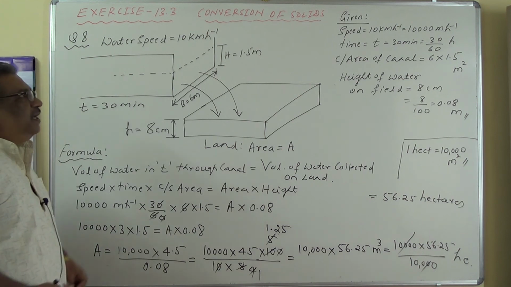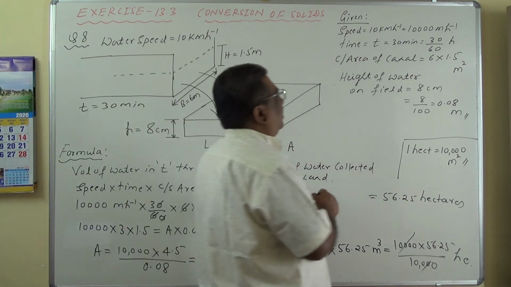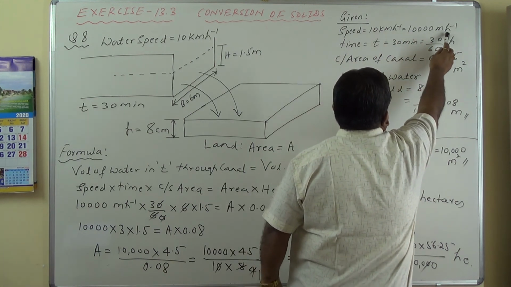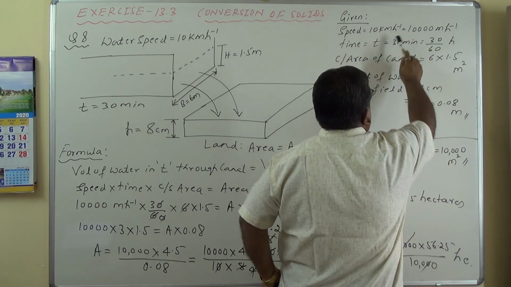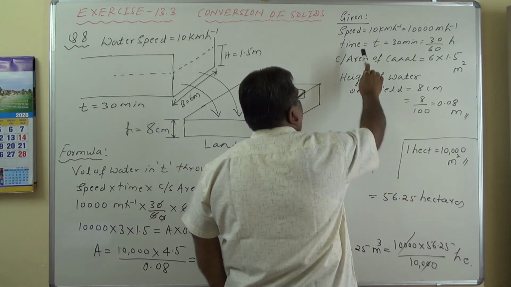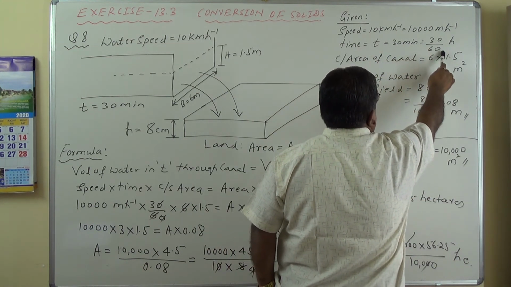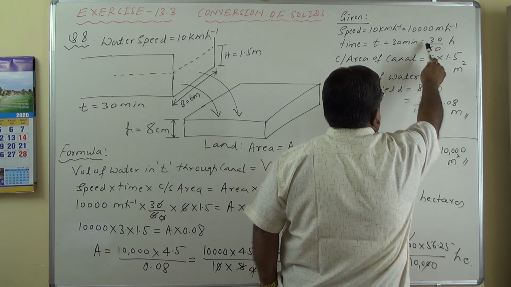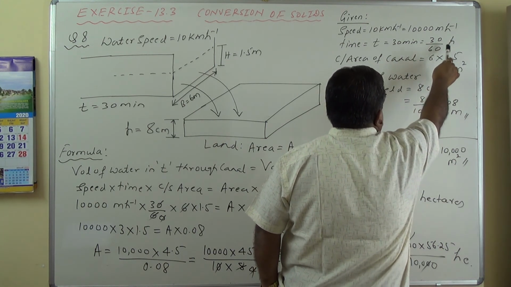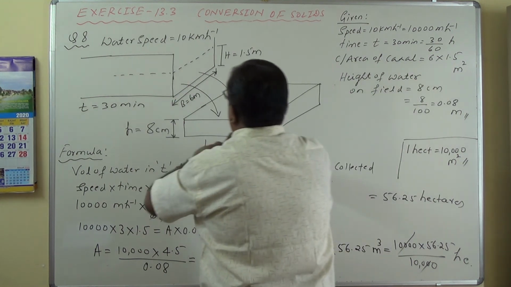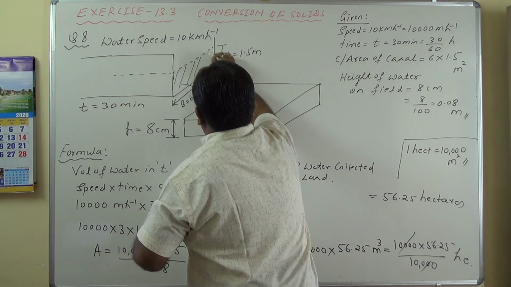Now, in the given information, certain conversions are needed. Speed is 10 kilometers per hour; convert it into meters per hour by multiplying by 1000, which gives 10,000 meters per hour. Time is 30 minutes; convert it to hours by dividing by 60. You have to divide the time in minutes by 60 to get hours. This is the cross section area of the canal. I hope you understand this.